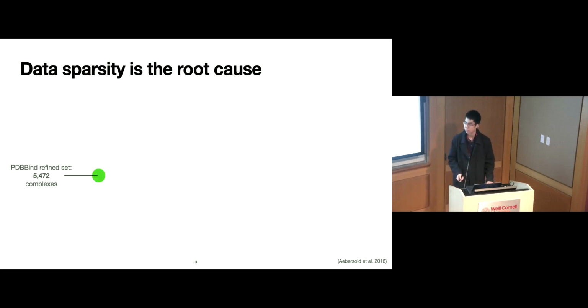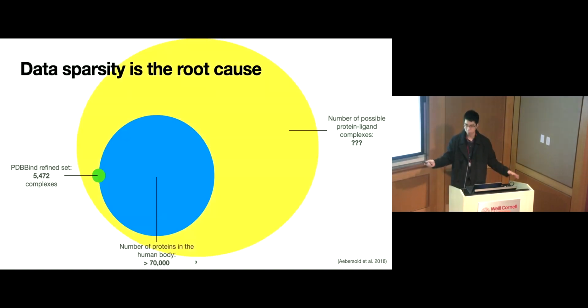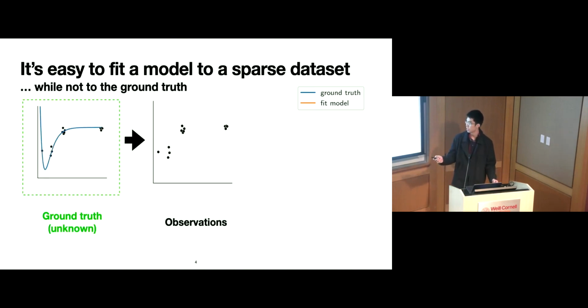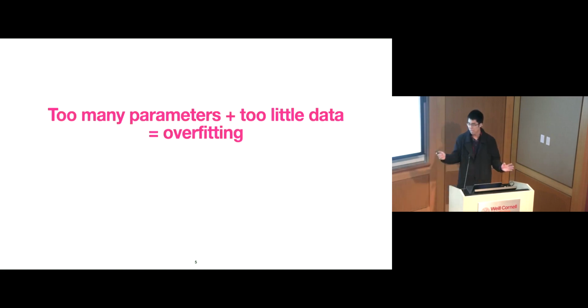So what's the issue here? The issue is that in the biology realm, data sparsity is very significant. The training set that these algorithms used only had 5,400 complexes, while there are a lot more proteins in the human body, and far more when we consider the general task of protein ligand binding affinity prediction. So it's easy to fit a model to a sparse data set, but it's maybe not always true to the ground truth. For example, you can fit this orange model to these sparse observations that deviates significantly from the ground truth because you are overfitting. So we have a recipe for disaster: too many parameters plus too little data leads to overfitting.